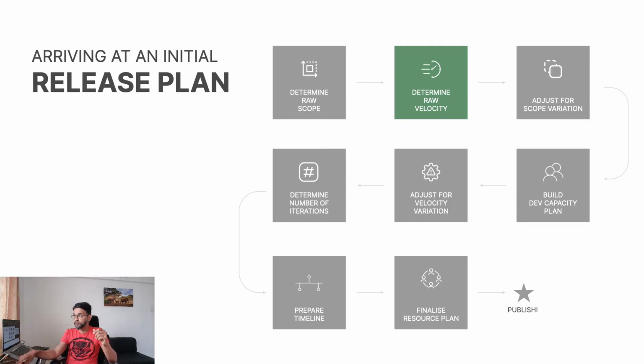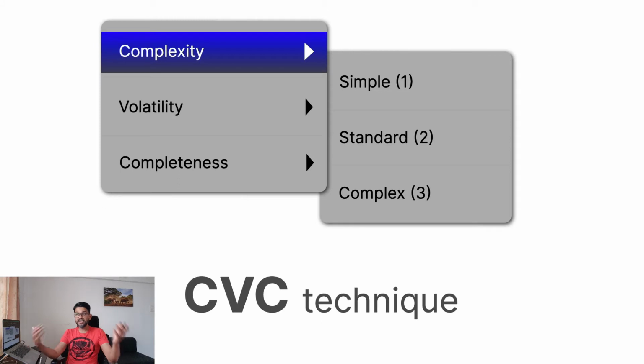Now, once you've done that, you want to get a sense of how much risk and uncertainty is associated with the scope that you've estimated. Now, one of the techniques that we do use across multiple projects is what we call the CVC technique, which is complexity, volatility, and completeness.